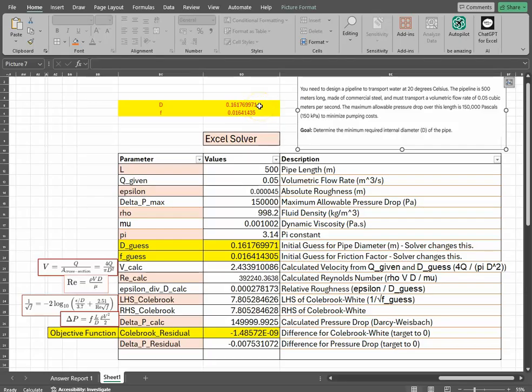So now congratulations, you have now successfully used Excel solver to perform a complex pipe diameter sizing calculation, demonstrating its power in solving coupled nonlinear equations. This method is invaluable for many engineering design problems.